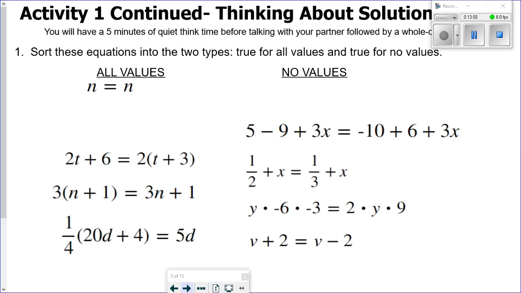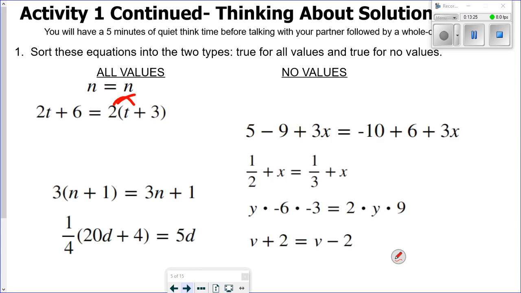Let's take a look at the second equation. 2t plus 6 equals 2 times the quantity of t plus 3. I'm also going to place this in the all values category. If I were to do some math to prove that all values would work, on the right-hand side I can distribute my 2. So let's go ahead and do that now, if you haven't done so already. With distributing I'm multiplying, so 2 times t on the right gives me 2t, and 2 times 3 gives me 6.